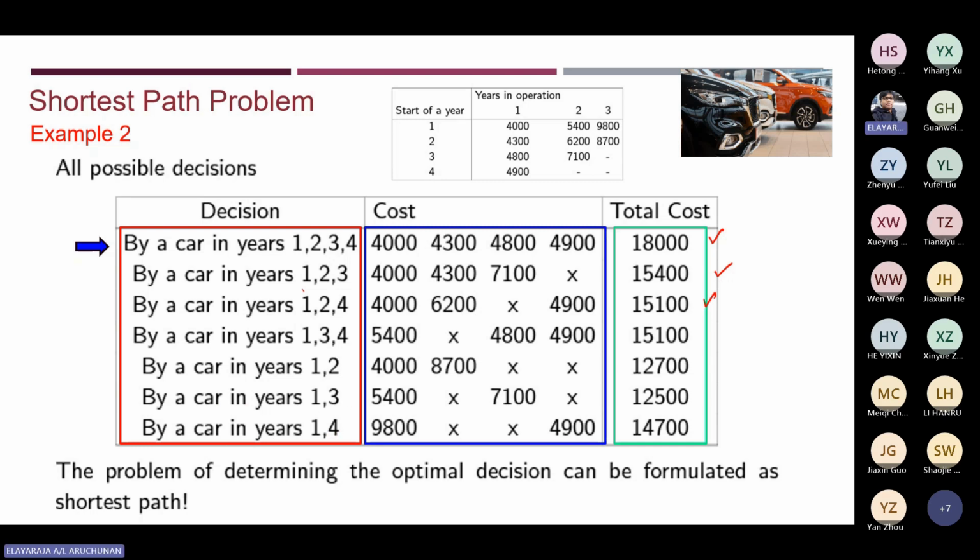Now, out of all these possible values, you calculate the total cost for each one, and then we need to choose the minimum. Once you've done this and listed down all the possibilities in the table, the second thing you need to do is develop the network model in order to see the shortest path. Okay, moving on.